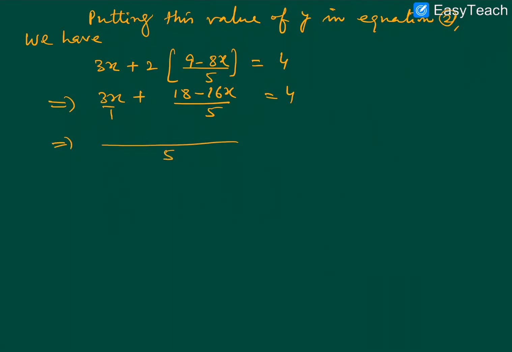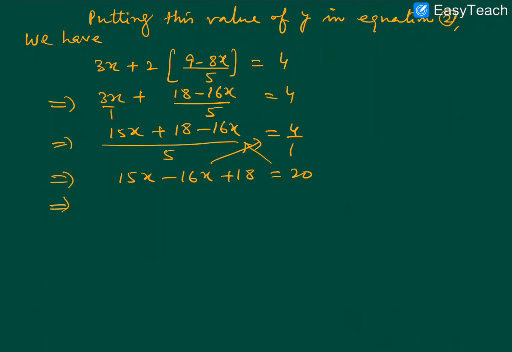Taking the LCM of 5, we have like this: 4 by 1 cross multiplication, 15x minus 16x plus 18 is equal to 20, or minus x is equal to 20 minus 18, or x is equal to minus 2.